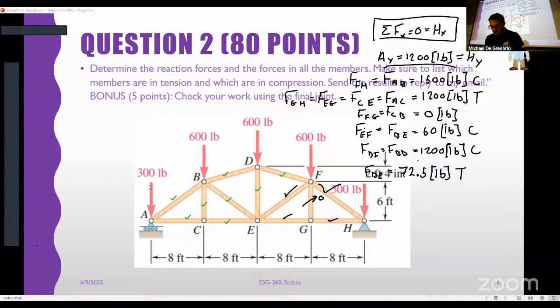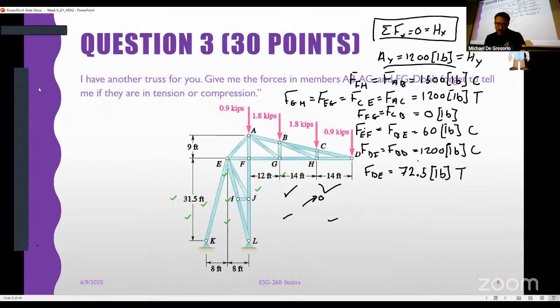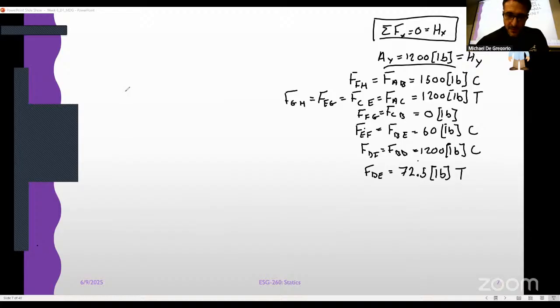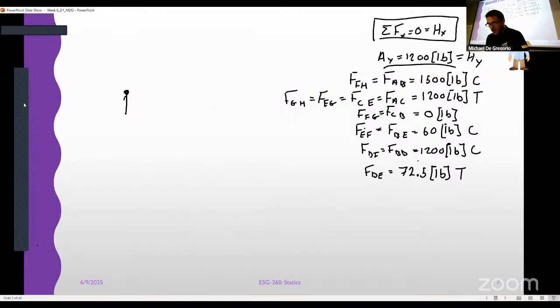There it is. Okay, how do we check it? Well, pick a joint and check it, one that you haven't solved yet. I picked H. I'll show you how to do that. I want to look at joint H first. Why am I going to pick H? Well, why not? It doesn't really matter which one I pick.